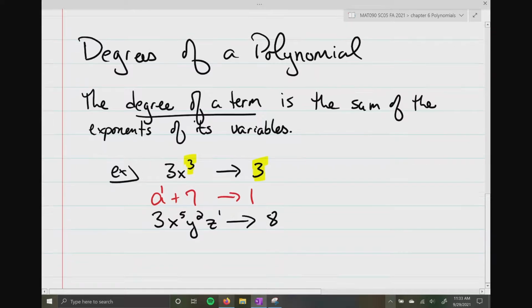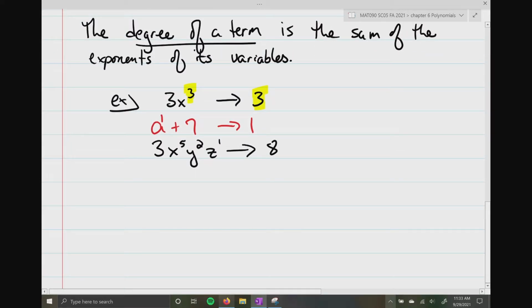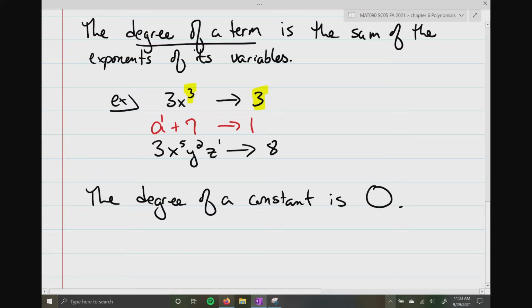Okay? The next definition is the degree of a constant. The degree of a constant is 0. Okay? That's all you got to know. Degree of a constant is 0. So an example, 7. Degree equals 0. I think that's the easiest one, okay?